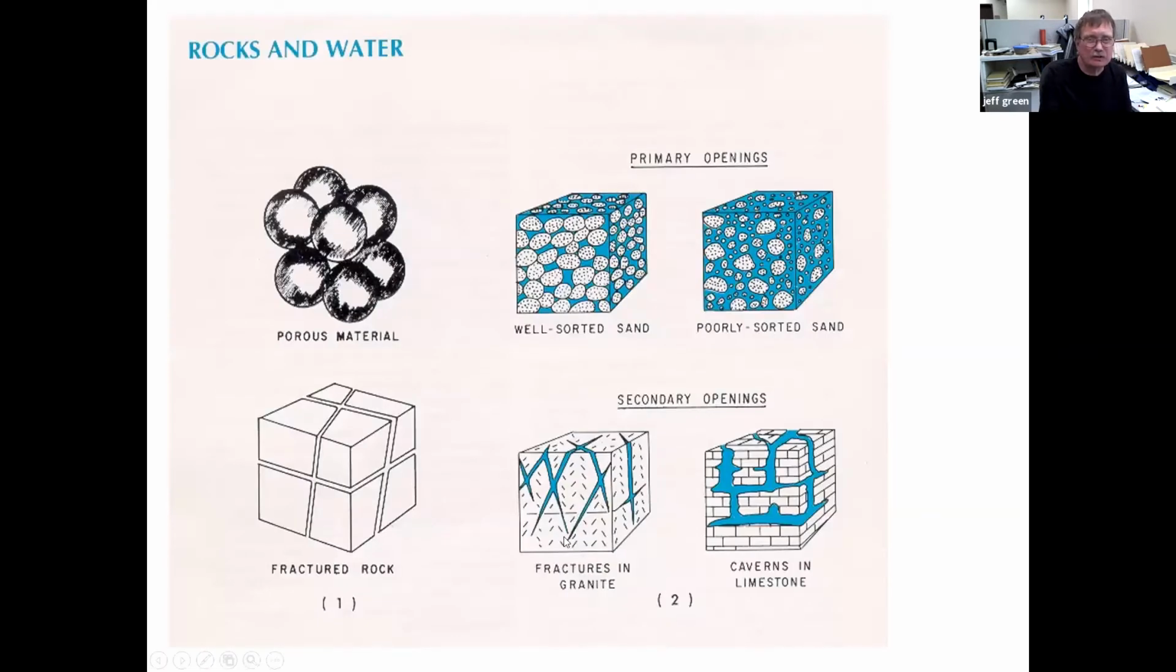This is from the US Geological Survey. We've got sands, where the primary openings are the pore spaces between the grains, or fractured rock. And then you get secondary openings that, especially in limestone and dolostone, are caused by karst processes, the dissolving of those soluble rocks. You really want to characterize all these to understand how water is moving.